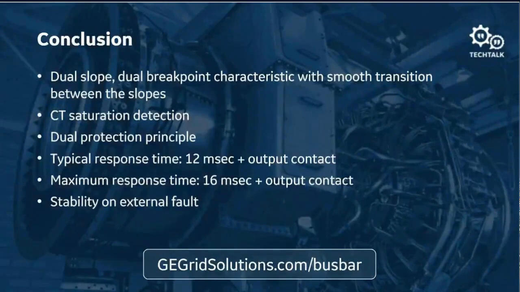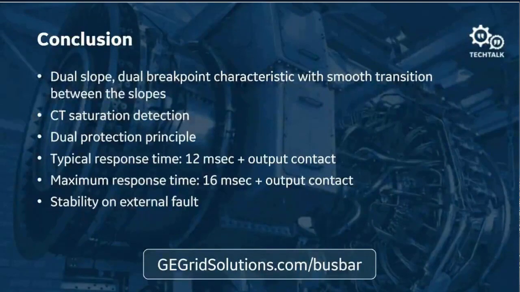from normal to T0 to T1, and then CT saturation taking me into T1 in the operate region of the curve. Once I see that trajectory, I'll determine that there's a CT saturation, and then I look additionally for the directional flag to be set. Typical response times of our differential busbar protections using low impedance algorithms is about 12 milliseconds plus the contact operate time.